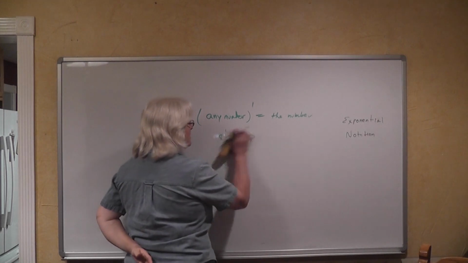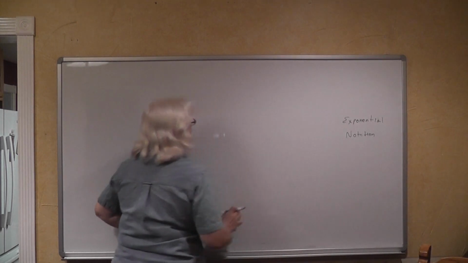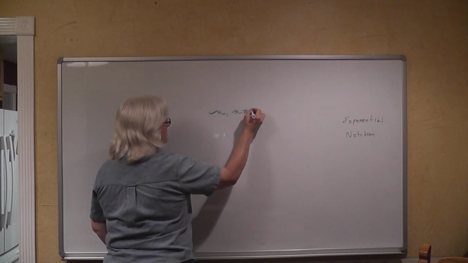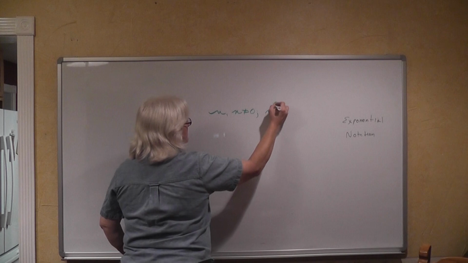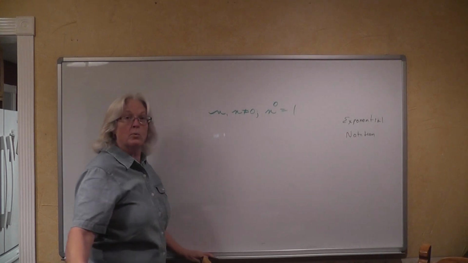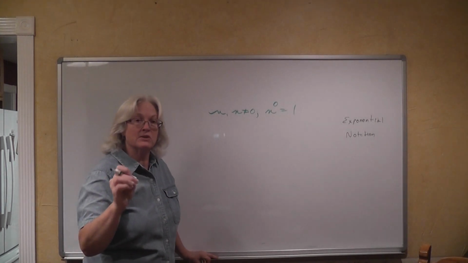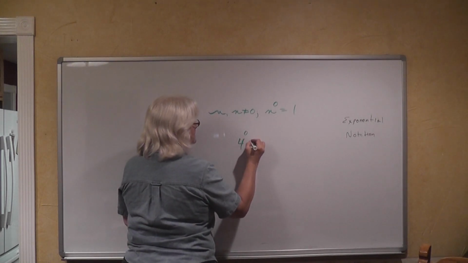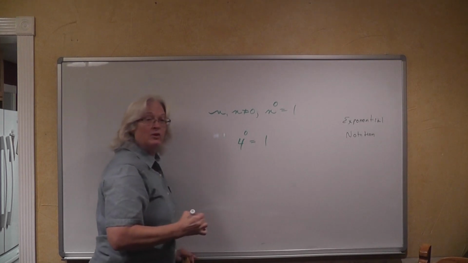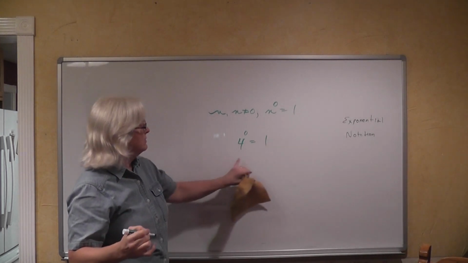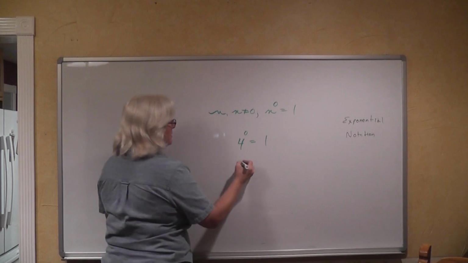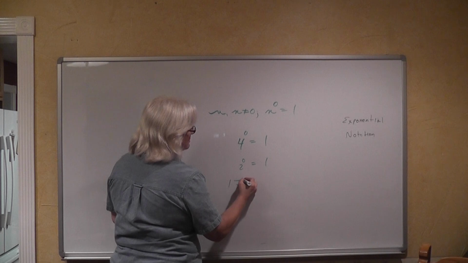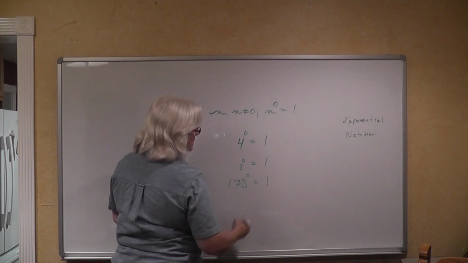And then they show you in algebra, they say for any number n, where n is not equal to 0, n to the 0 is equal to 1. And this is something that you like, because this says no matter what your base is, if your exponent is 0, it always equals 1. 2 to the 0 is 1. 175 to the 0 is 1.